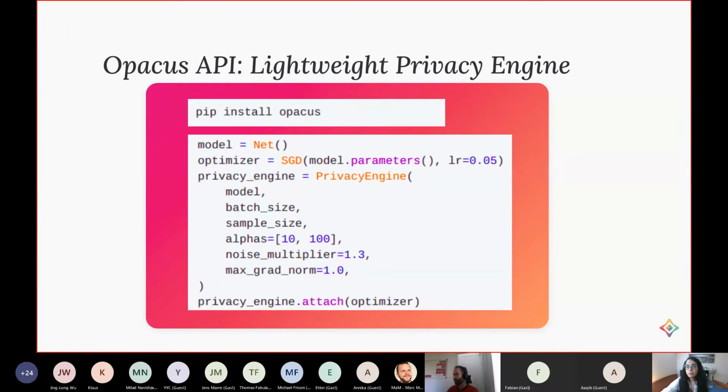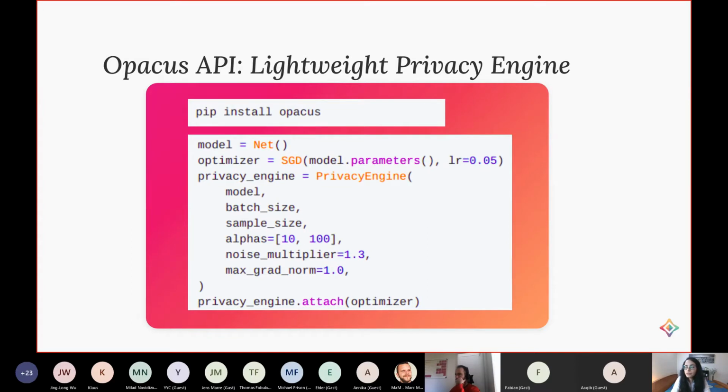So the API, it's really simple and beautiful. You just need to do a simple pip install opacus, and anytime you create a model and an optimizer, any optimizer that you use, you can easily just attach what is known as a privacy engine to your optimizer, and that's it. That's all it takes.